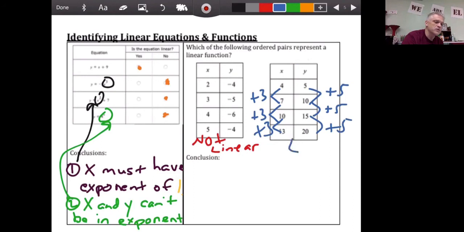So this one is linear. If you remember in Algebra 1, we looked at the change in y, y2 minus y1, over the change in x, x2 minus x1. That was slope, okay? So if the slope is consistent, in this case, it would be a 5/3 slope. Then consistent slope means you're gonna have a linear graph. Okay? So this is linear.